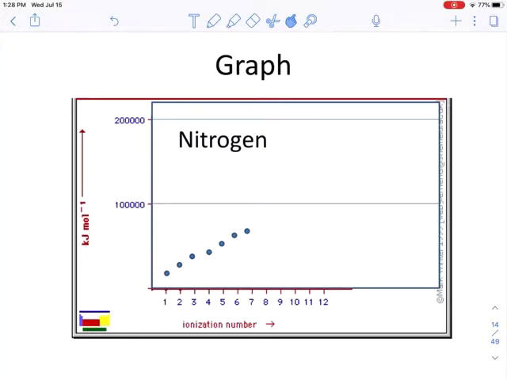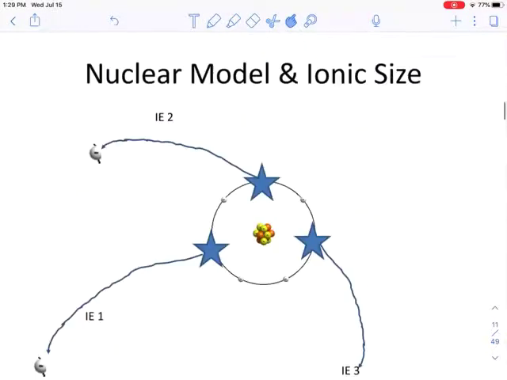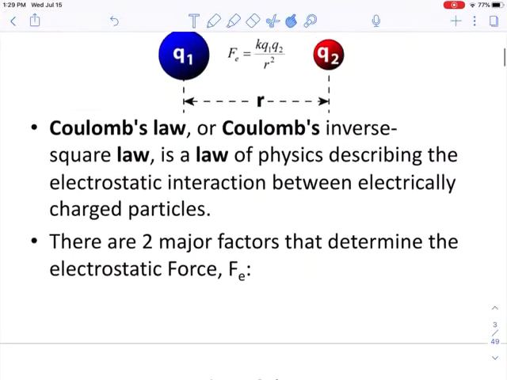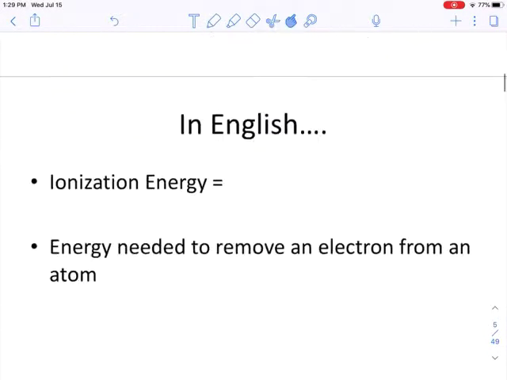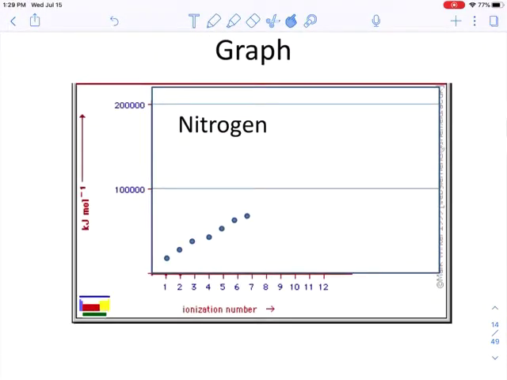All right, part two. We are investigating the relationship between ionization energy and these electrons. So once again, what they thought was that as you take more and more electrons from an atom, it's going to get smaller and smaller. As it gets smaller and smaller, because of Coulomb's law and the relationship with distance, as it gets closer and closer, the energy is going to go up and up and up. What they thought was that the graph would look something along these lines.